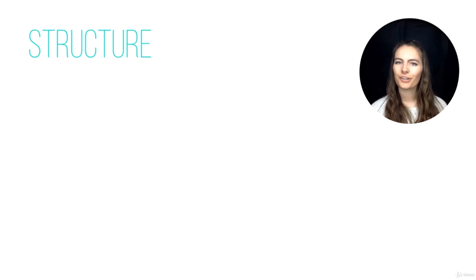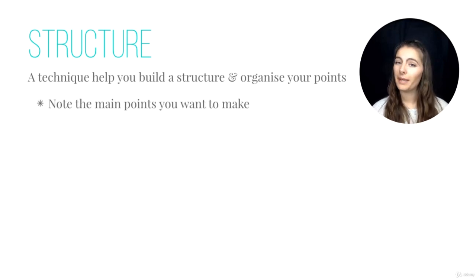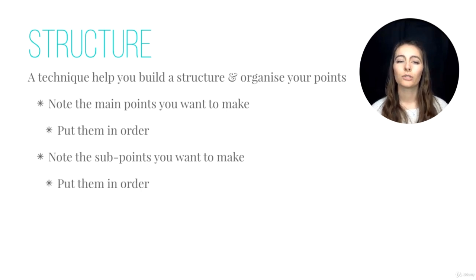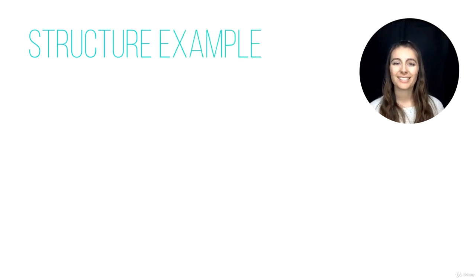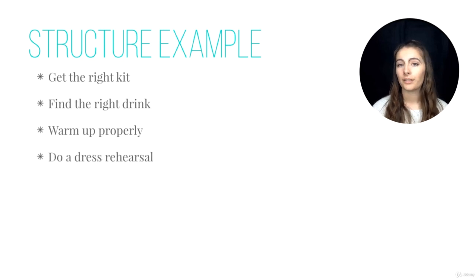Structure. A big part of writing these chapters is structure, and some brains are just hardwired for structure and others aren't. If you find yourself struggling to organise your points, this system will help you. Simply note your main points and put them in order. Then note your subpoints and put them in order too. For example, if we are going to stick with our marathon post example, some of my main points might be get the right kit, find the right drink, warm up properly, and do a dress rehearsal.